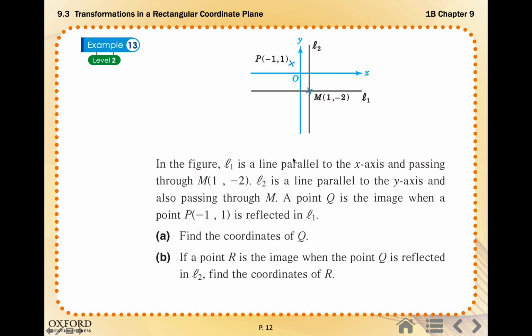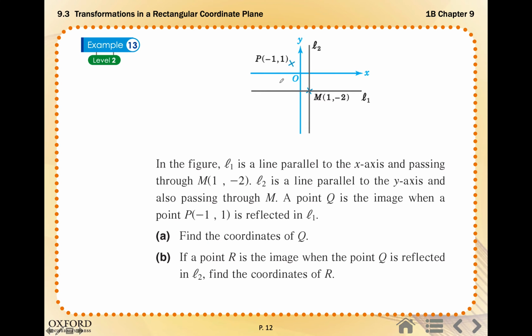So let's look at this example, example 13. For example 13, you can see that now there are two straight lines, L1 and L2. One is the horizontal line, and the other, L2, is the vertical line. And now the situation is that a point Q is the image when a point P is here. The coordinates of point P are (-1, 1), and it is reflected in L1. Then let's look at L1. L1 is here, the horizontal line here.